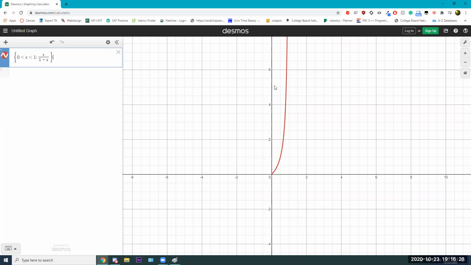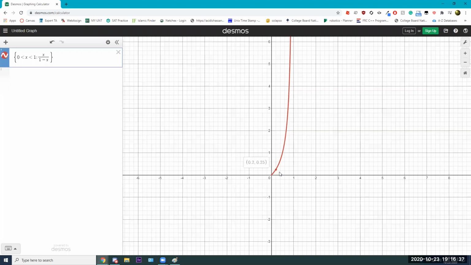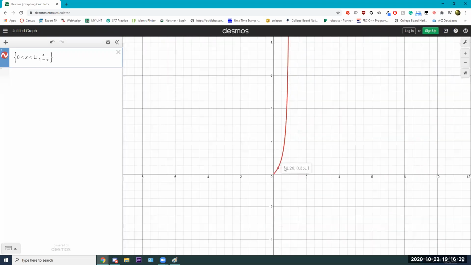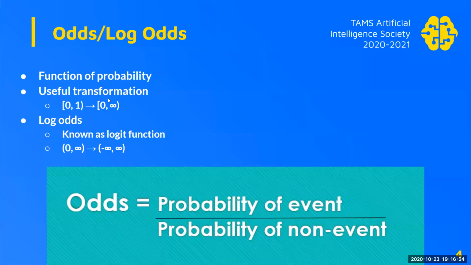Here we go. So this is what we get, right? X going from 0 to 1, that would be our input. But we can see that our output range is actually 0 to infinity. And that's a particularly useful transformation that I'm going to explain later. That's what this bullet point is showing.